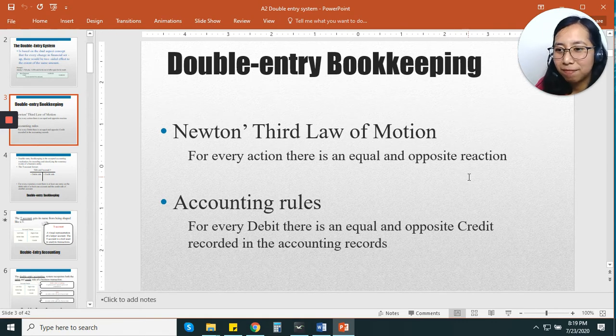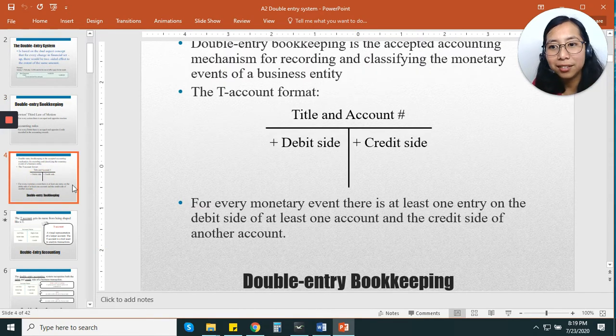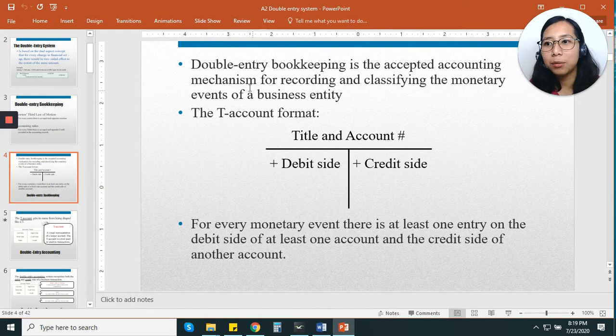Make sense? Accounting rules say that for every debit there is an equal and opposite credit recorded in the accounting records. What is debit and what is credit? We'll discuss that later. For now, you have to understand na meron tayong tinatawag na double entry bookkeeping system. Here is what we call a T account. Double entry bookkeeping is the accepted accounting mechanism for recording and classifying the monetary events of a business entity.